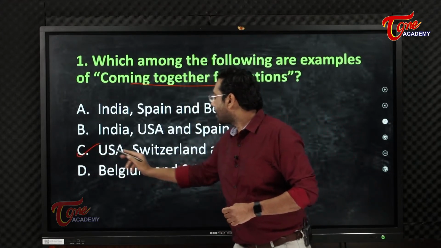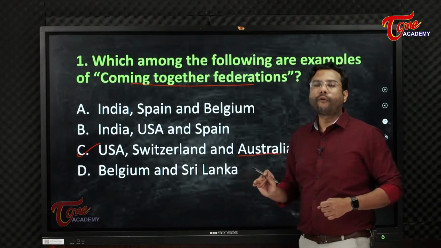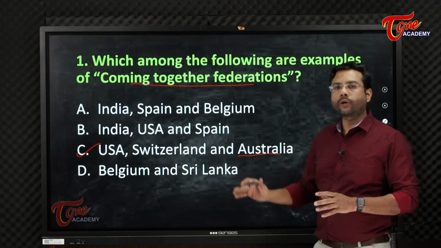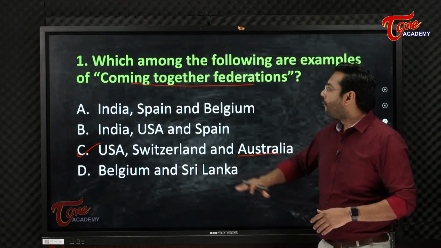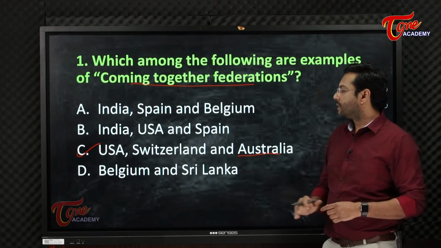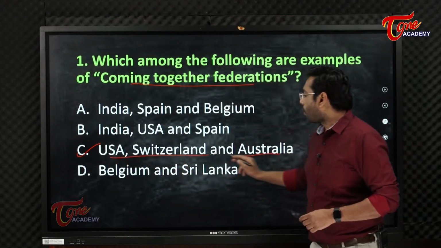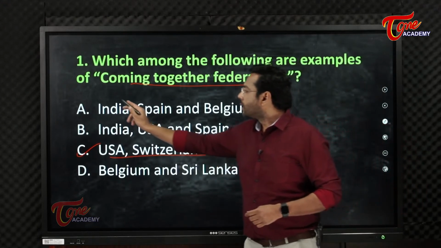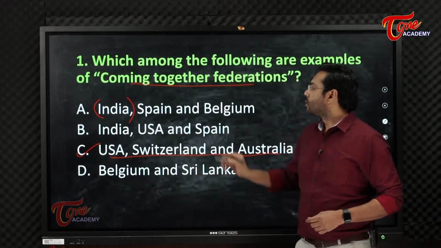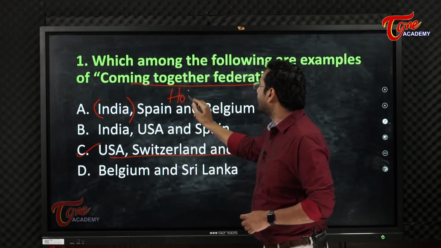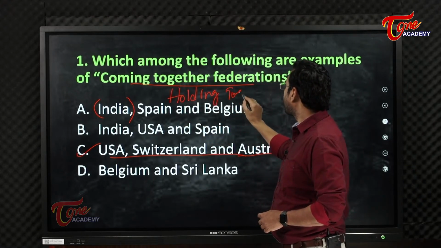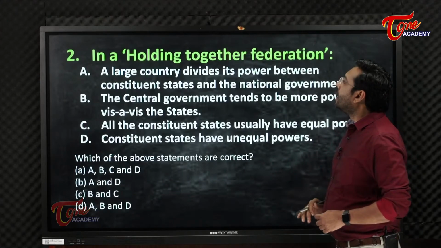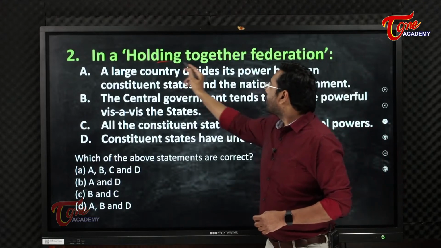United States, Switzerland and Australia, which follow the pure concept of federalism, where complete autonomy is given to the smaller units, follow the coming together federalism. So coming together federalism is followed in the United States of America, Switzerland and Australia. India follows holding together federalism. So this is one question. So we have holding together federalism.